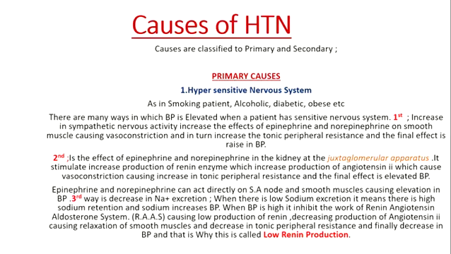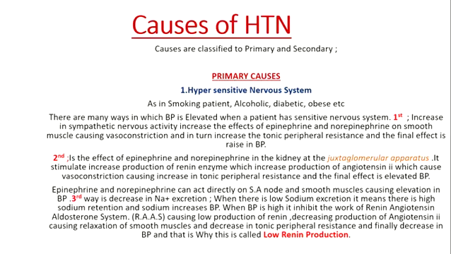And when there is low production of renin, there is low production of angiotensin 2, and then there is relaxation of smooth muscles, and there is a decrease in total peripheral resistance, and when there is a decrease in total peripheral resistance, the end result is a decrease in blood pressure.